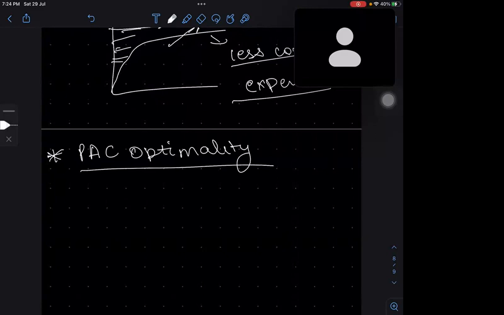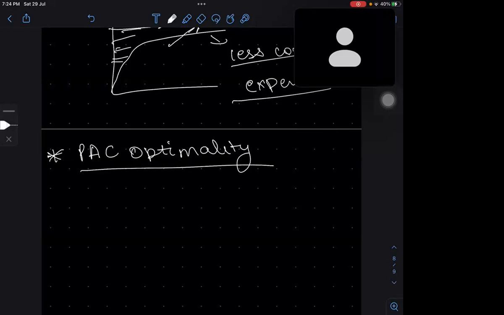That we are getting within a range of the optimal arm, and we are saying that we are almost correct and also probably correct. So that means with the probability of 1 minus delta, we are saying that we are within epsilon of the optimal arm. Okay, so what is the delta here? With the probability of 1 minus delta, we are saying we are within epsilon.